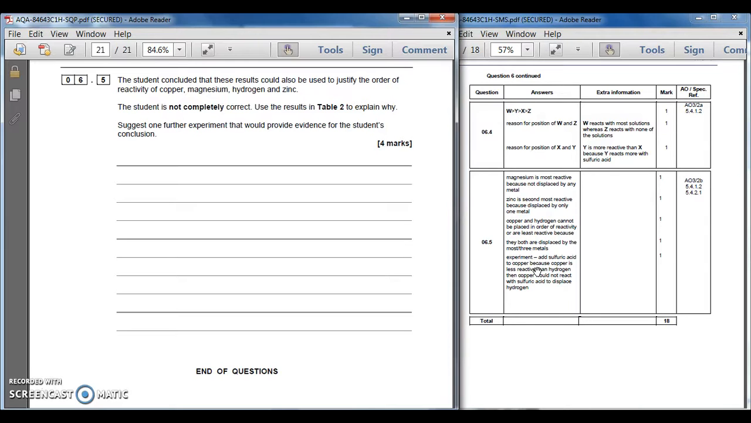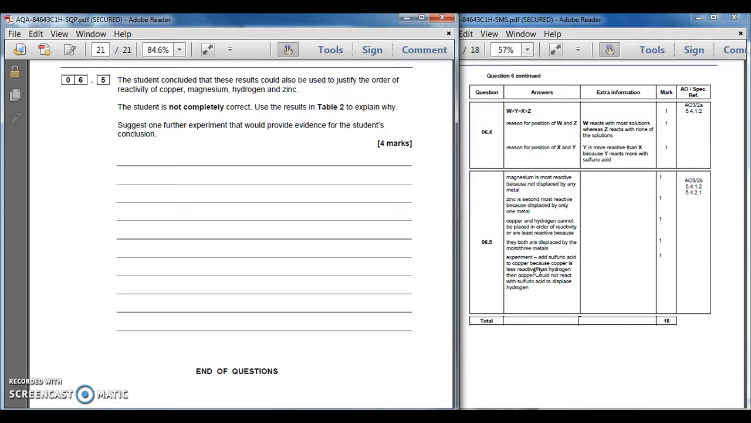Zinc is the second most reactive because it's displaced only by one metal. Now for copper and hydrogen, you can't place them in order based on the information that's in the table because you can't see which one's being displaced. So the further investigation that you'd want to prove the student being correct or incorrect is to put copper and hydrogen together in a situation where they can react or not, to see which is the most reactive.